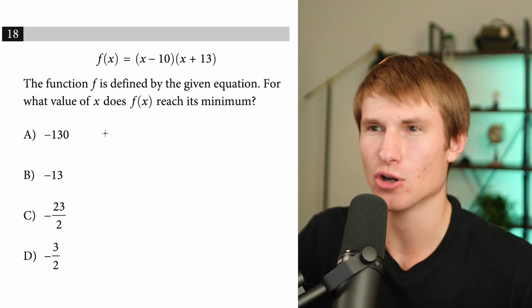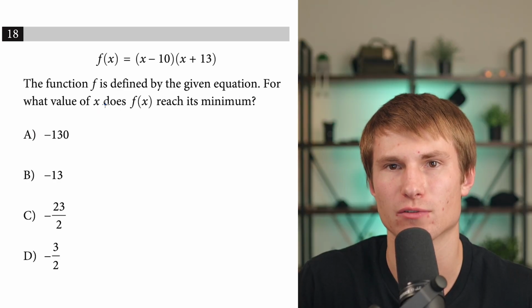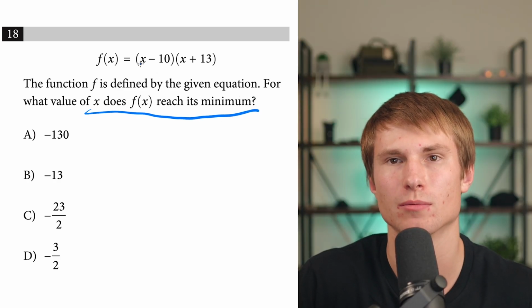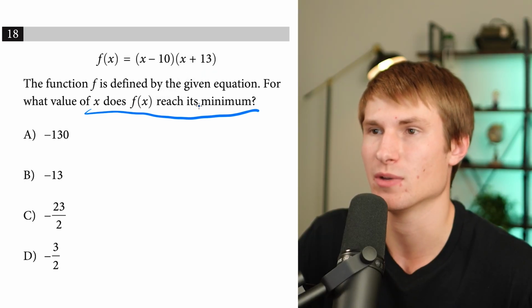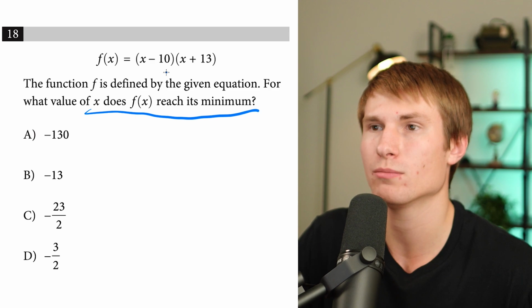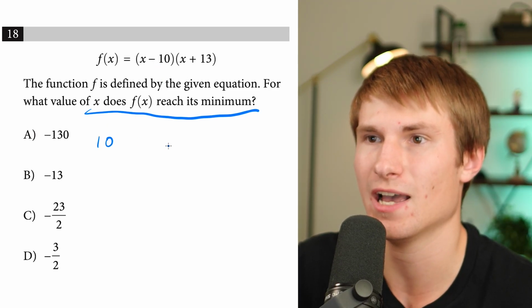Here's a trick you should know about quadratics for the SAT. Question 18 states the function f is defined by the given equation. For what value of x does f of x reach its minimum? Well, if you have a quadratic like this, your value of x at which f of x will reach its minimum or maximum will be the midpoint between the two x-intercepts. We see here our x-intercepts are going to be 10 and negative 13.